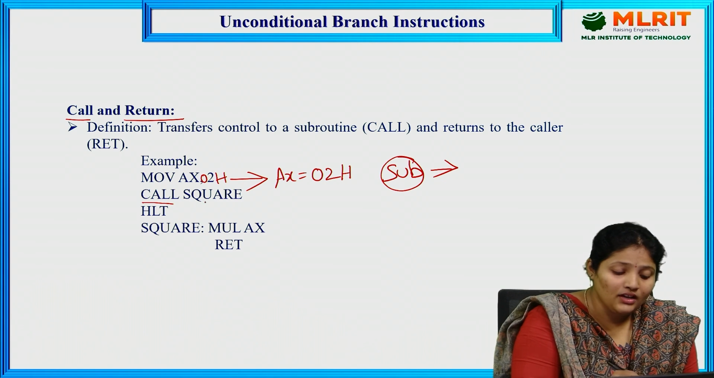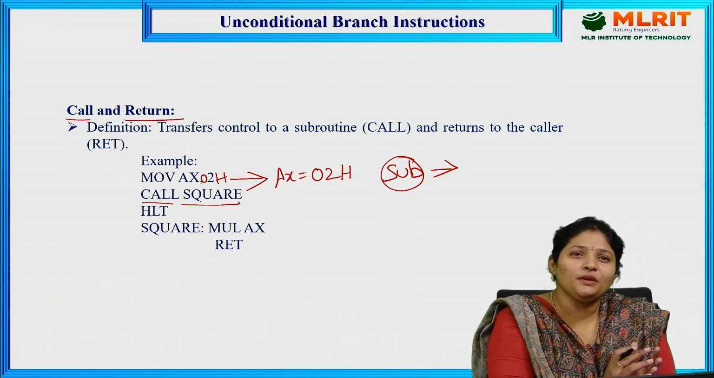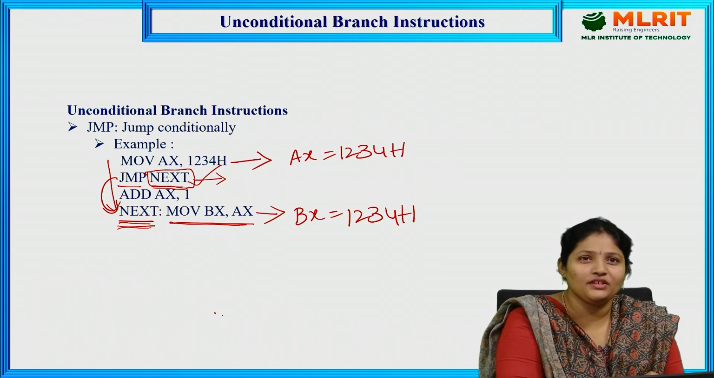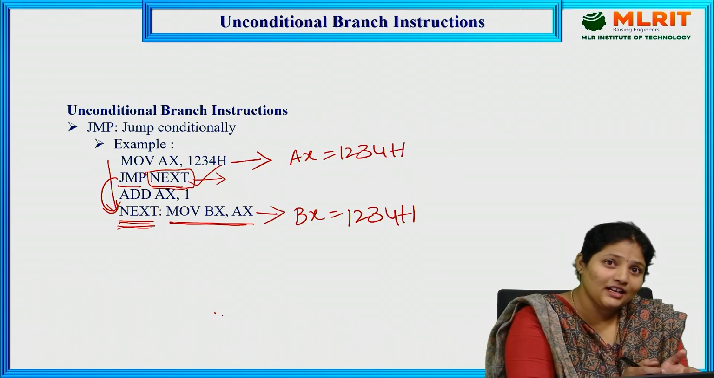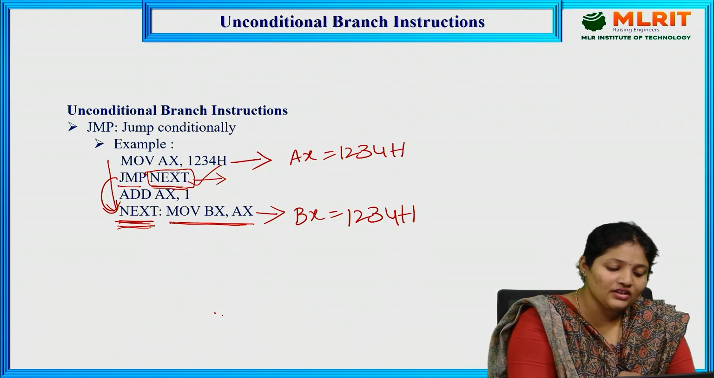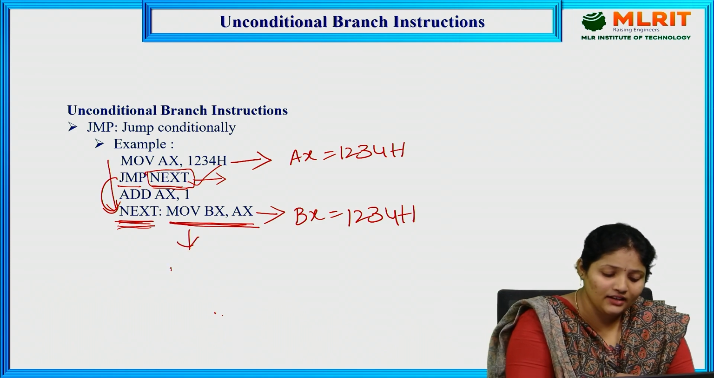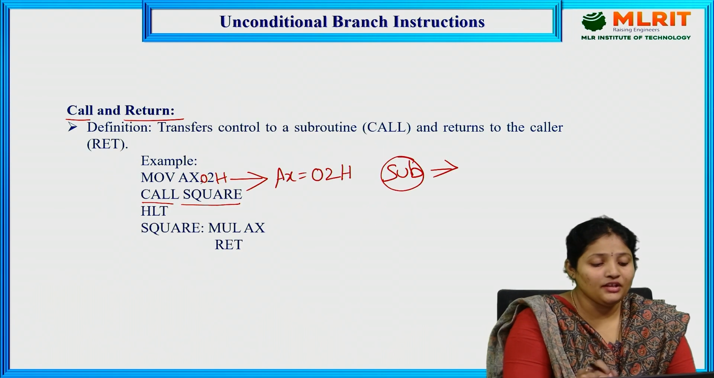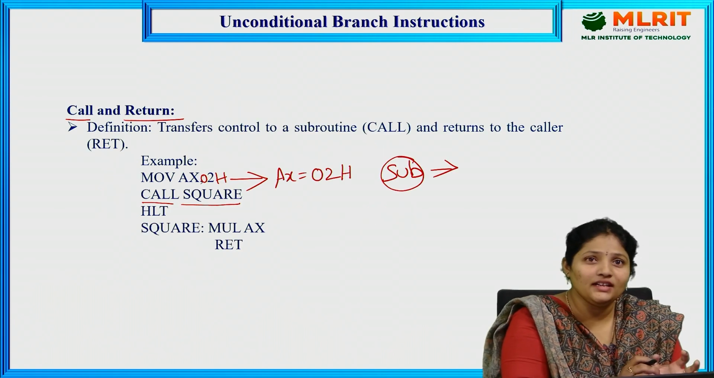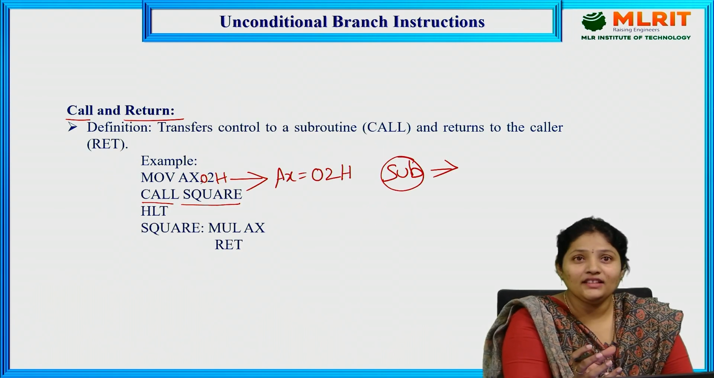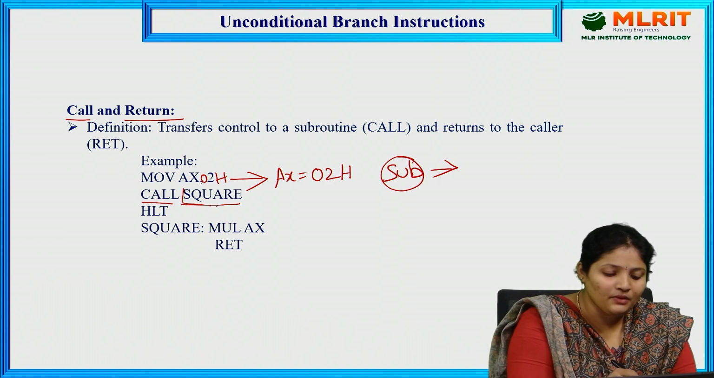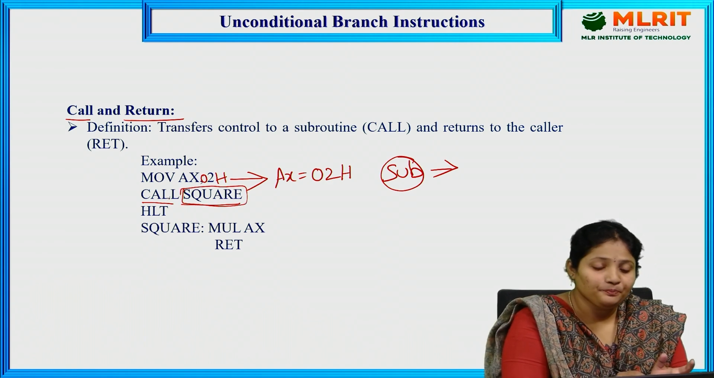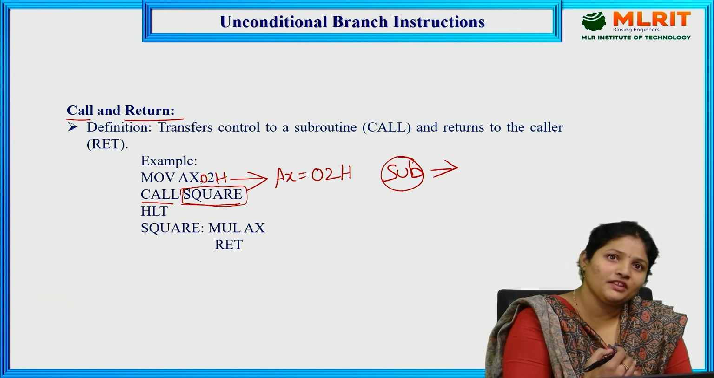So CALL square. The difference between the jump instruction and the call instruction is, when we use a jump instruction, the control will be moved to the instruction, and if any other instruction is there, that instruction will get executed. But coming to the call instruction, call is calling the subprogram. Here the subprogram label is square. So the call instruction will fetch the instructions from the subprogram.